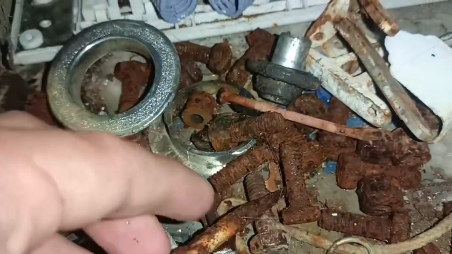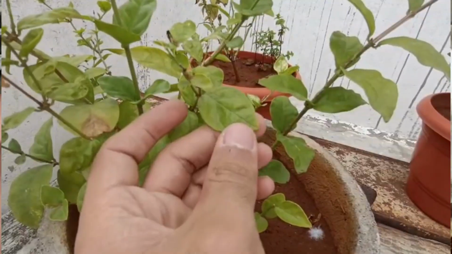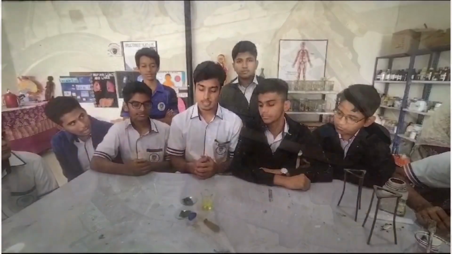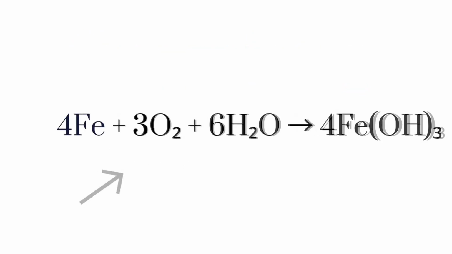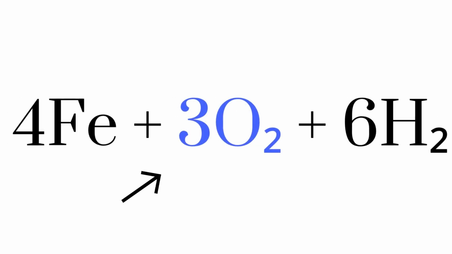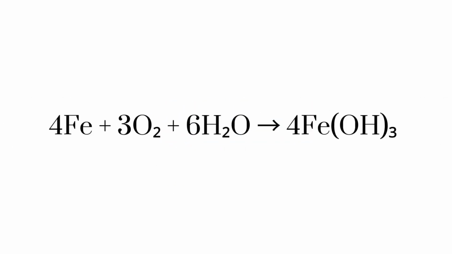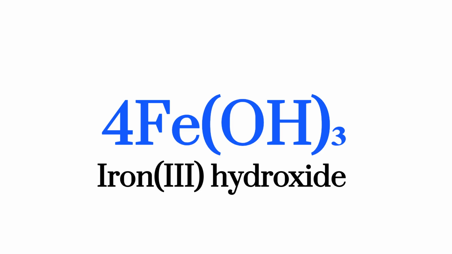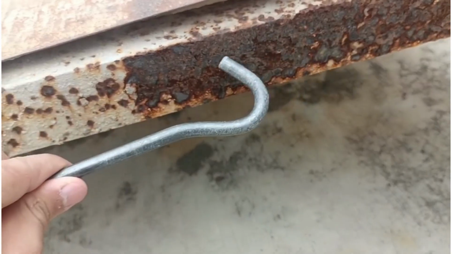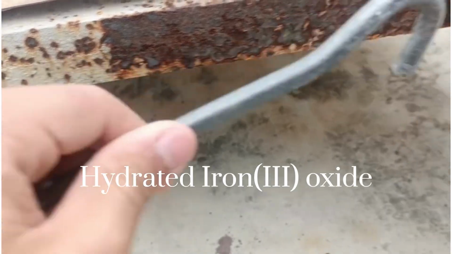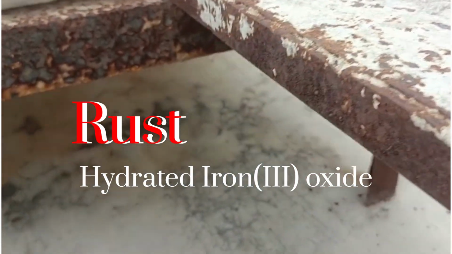A lot of people think that we directly get rust as a product when iron reacts with oxygen in the presence of water or humidity. We can understand the chemistry behind rust with this reaction. Four atoms of iron react with three molecules of oxygen in the presence of water, and we get four molecules of iron 3 hydroxide. But wait, iron 3 hydroxide is not rust. It further gets dehydrated and transforms into hydrated iron 3 oxide. This is what we call rust.